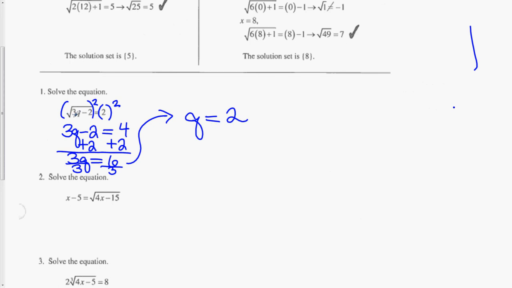And then you don't have to write out the checking, but just go back and look. 3q, so 3 times 2 would be 6. 6 minus 2 would be 4. The square root of 4 is 2, so that one checks.